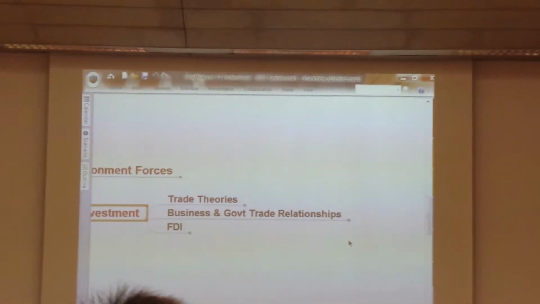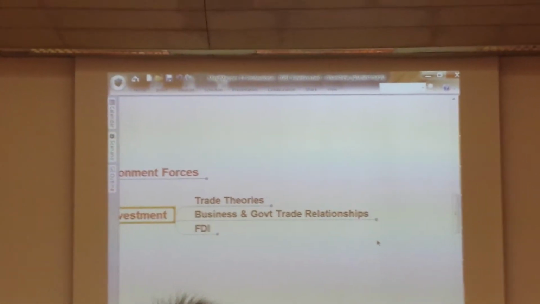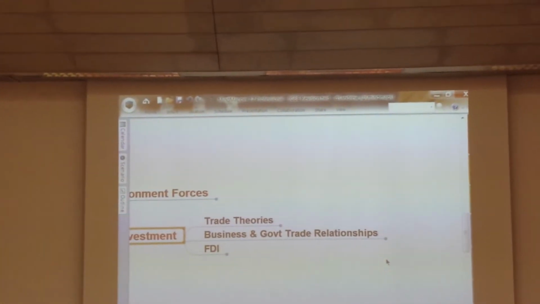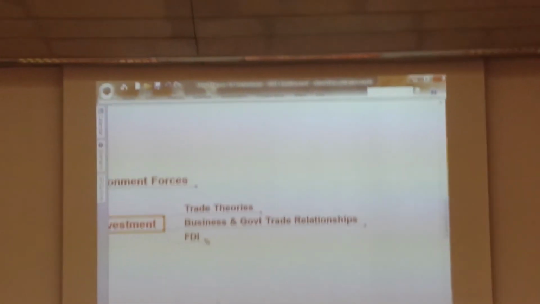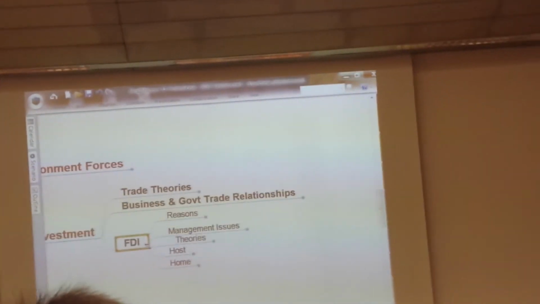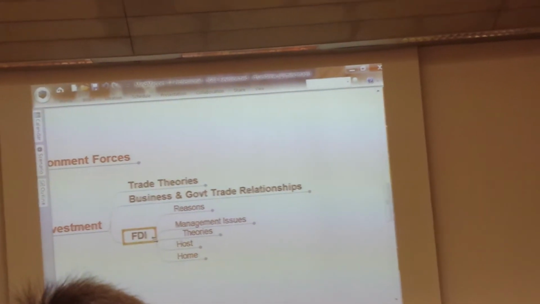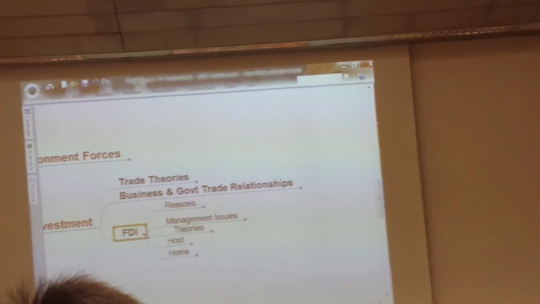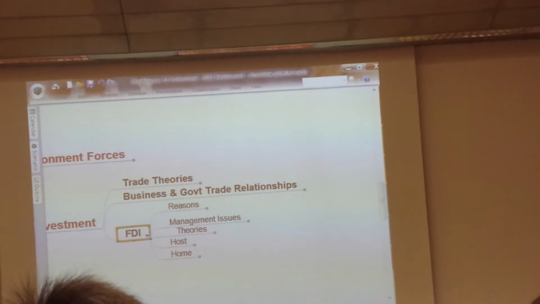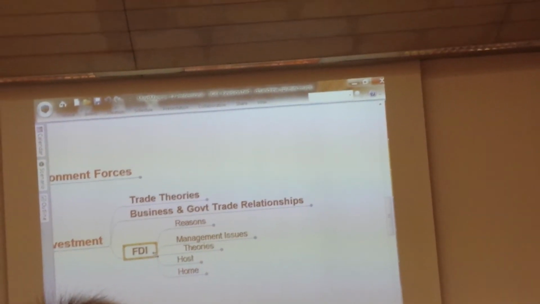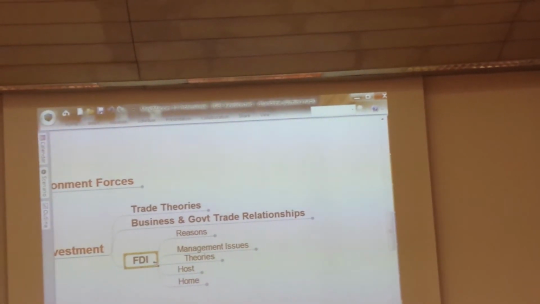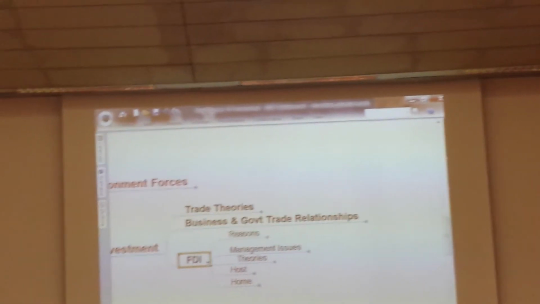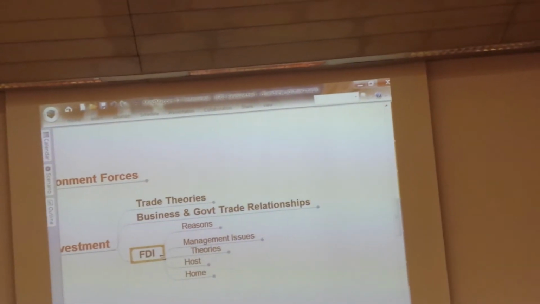Business and government trade relationships. Basically, this talks about why governments intervene in trades, right? And FDI, foreign direct investments. Reasons for foreign direct investment: why do people even invest? Why not just export? What are the management issues involved? There are a few, whether to build, to purchase, for control. Remember, 100% ownership does not guarantee full control, because you are still subject to local regulations.